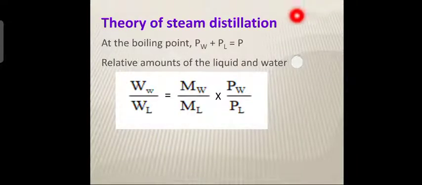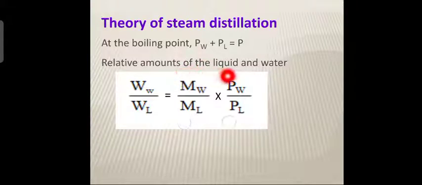Next slide. Now, what is the theory of steam distillation? At the boiling point, the partial pressure of water plus the partial pressure of liquid is equal to the total pressure. When does any liquid boil? When the total pressure of the two components, water and liquid, becomes exactly equal to the atmospheric pressure, the liquid starts boiling. So this is the principle: the sum of the partial pressures becomes equal to the atmospheric pressure.